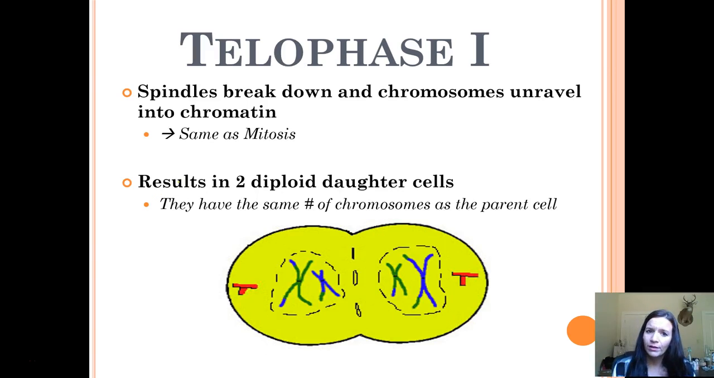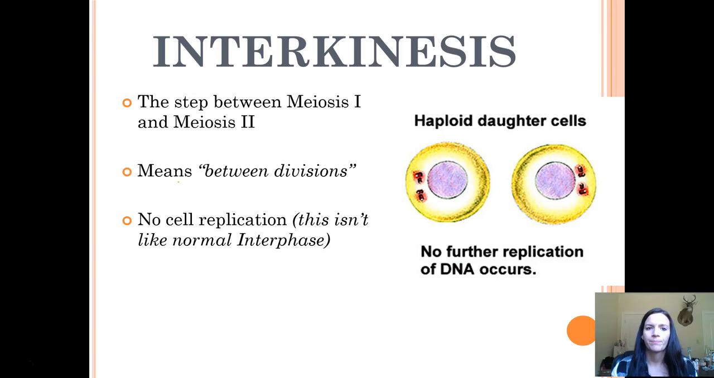In telophase 1, the spindles are going to break down and the chromosomes unravel, same as mitosis, but we have two diploid daughter cells and they have the same number of chromosomes as the parent.